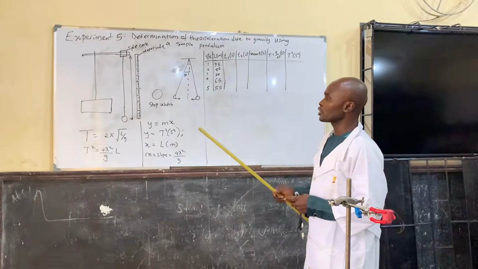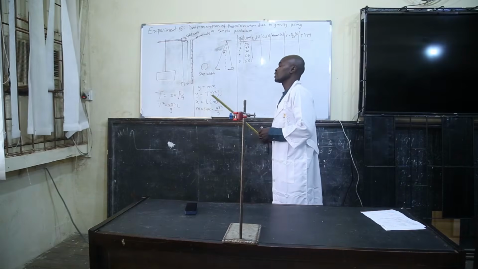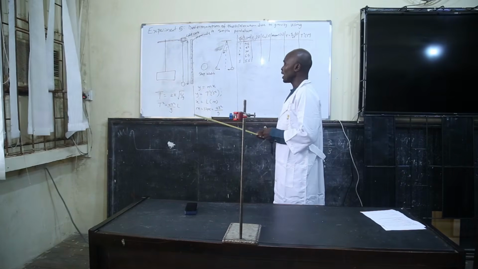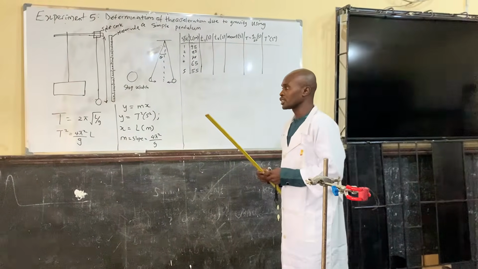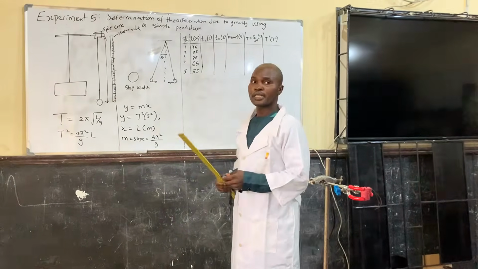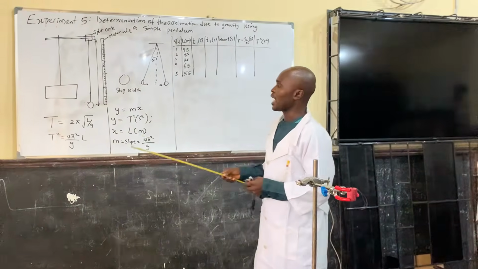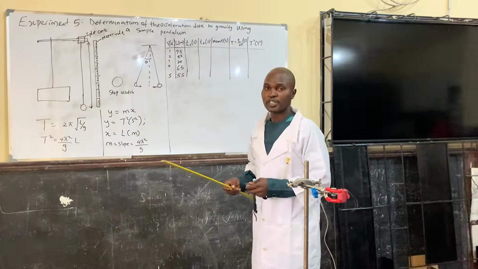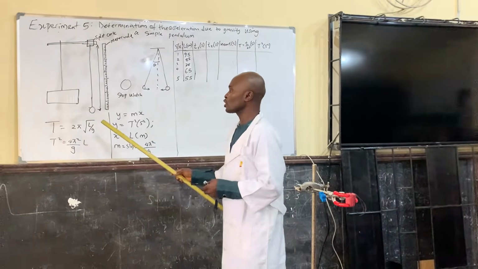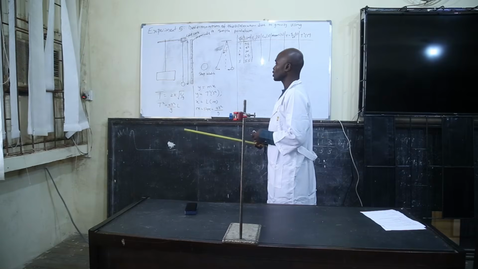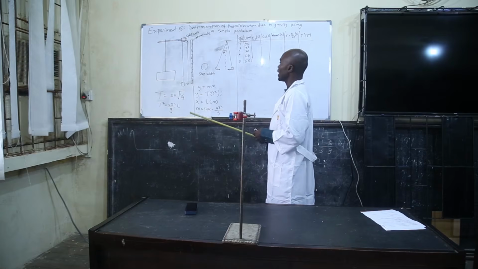From our theoretical knowledge, we have this simple formula: T equals 2 pi square root of L over g. T is the period, L is the length of the thread, and g is the acceleration due to gravity. Mathematically, removing the square root, we have T squared equals 4 pi squared over g multiplied by L.